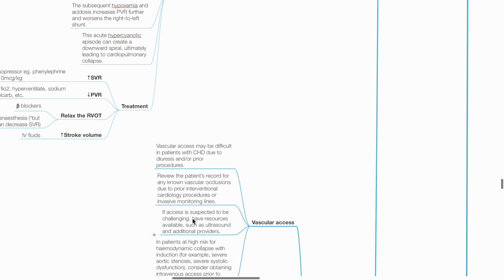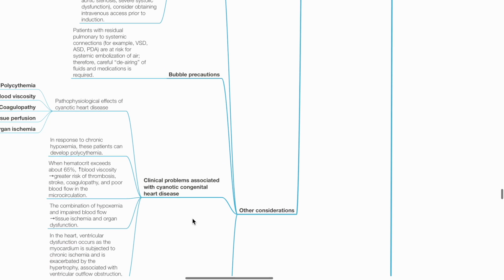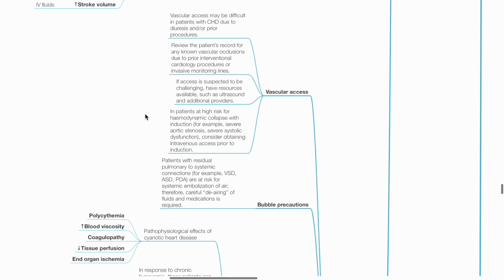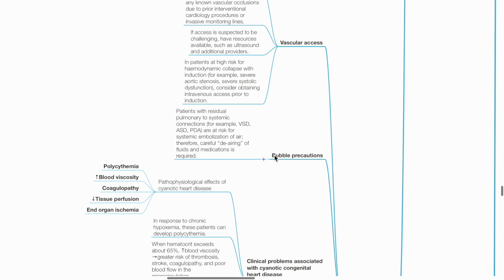Other anesthetic considerations: vascular access may be difficult. Prepare ultrasound and additional providers. In patients with high risk of collapse with induction, consider obtaining IV access prior to induction. Bubble precautions to avoid paradoxical emboli.